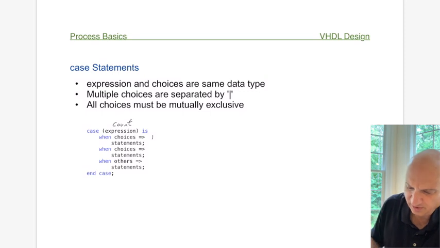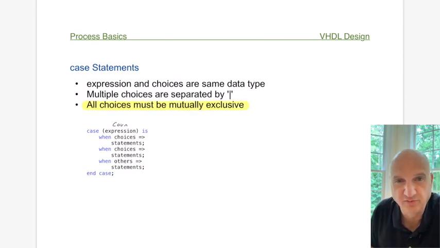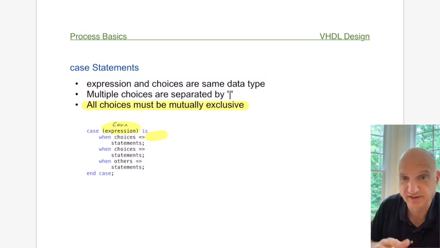The other caveat that I want to mention is that all choices must be mutually exclusive. So you must have unique choices for this to function properly. Typically this would be used in a state machine to determine whether we're in a particular state. That's a specific value, and then we can check that by comparing it with the expression and the value over here. We'll see that in some examples a bit later.